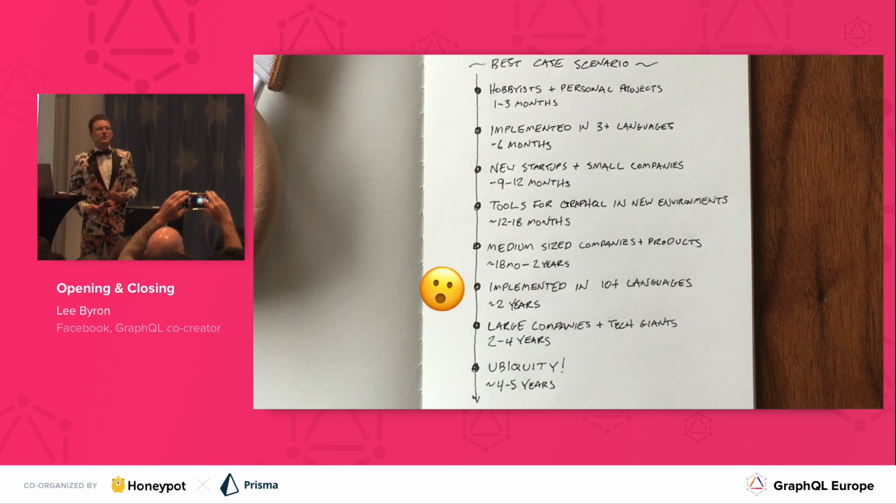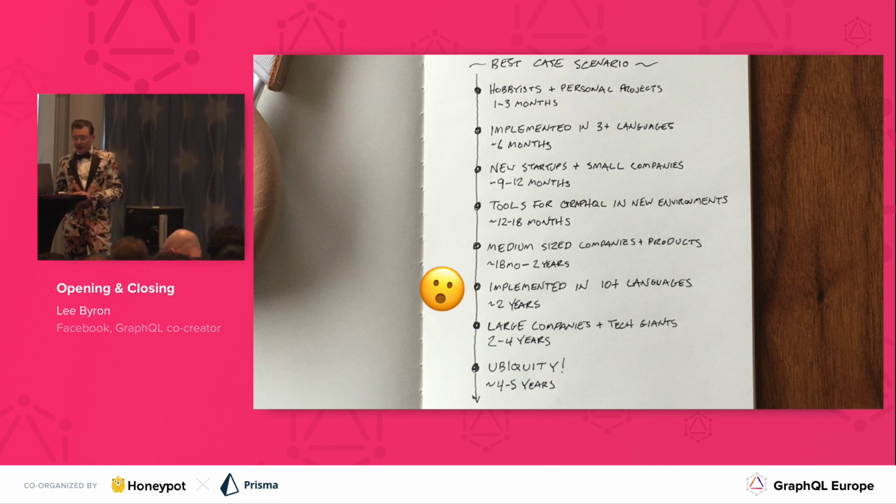I thought it would take 2 years to see GraphQL implemented in 10 languages. But in well under a year, we had over a dozen different programming languages with GraphQL libraries built for them. And today, most of those are being used in production by real companies.